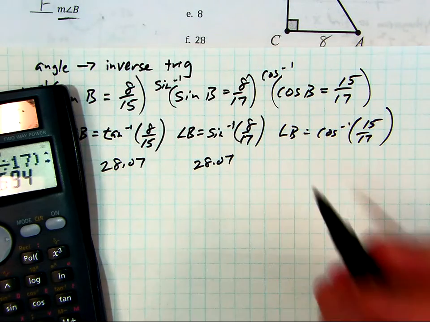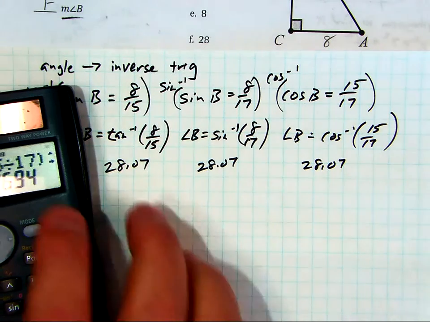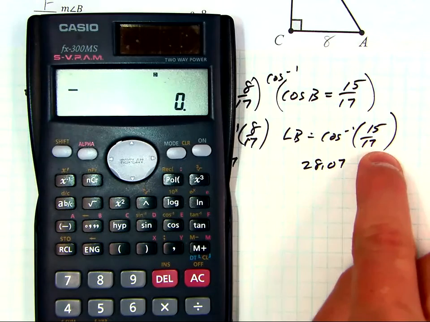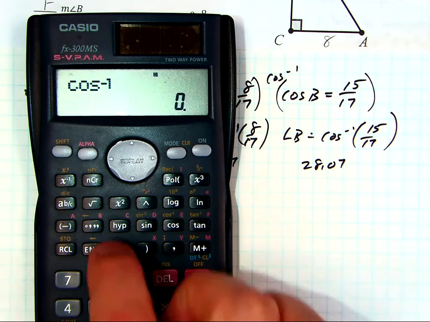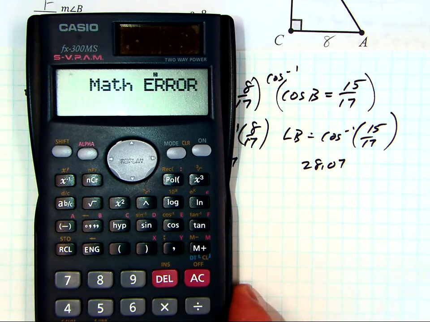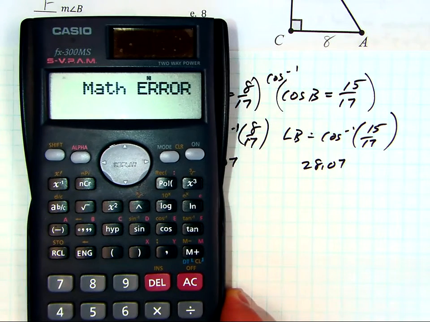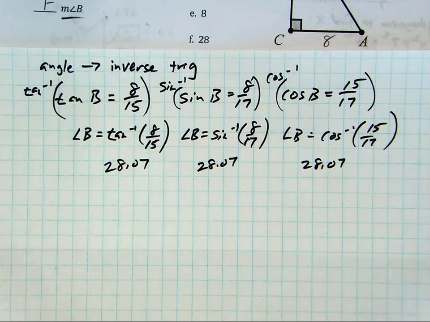Hey, real quick, what happens if you plug it in the wrong way? Let's say if I did inverse cosine of 17/15. I wonder what would happen. Math error. If you do it wrong, the calculator's not going to let you get the wrong answer. Probably. All right, that's it for the video.